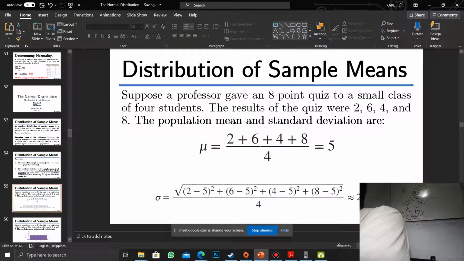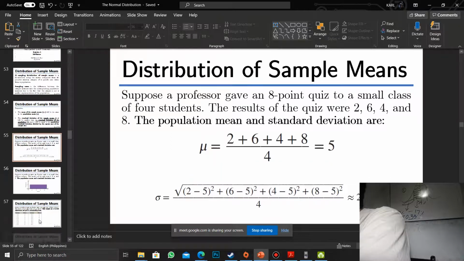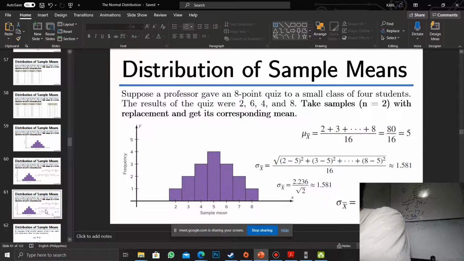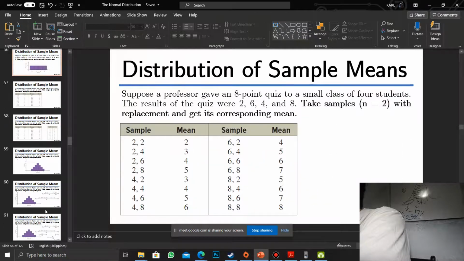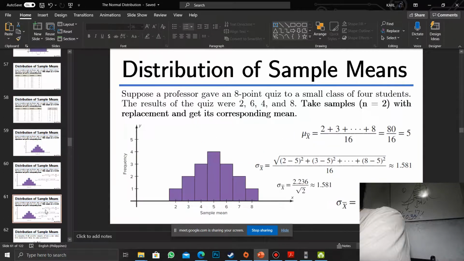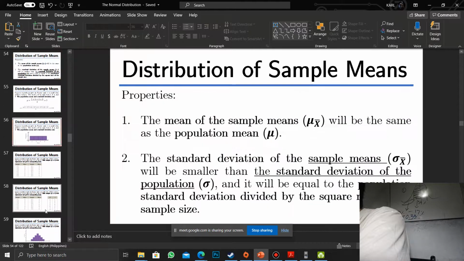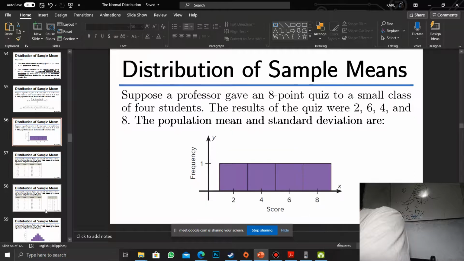For the sake of discussion lang, no, ginawa niya super liit. So, yung mean is 2 plus 6 plus 4 plus 8 over 4 equals 5. Tapos, yung standard deviation is this, no? 2.236. Teka, mali to. Ito yung nakuha niya sa dulo pala. Wait lang. Ayan, tapos, ginawa niya ng frequency distribution, no?